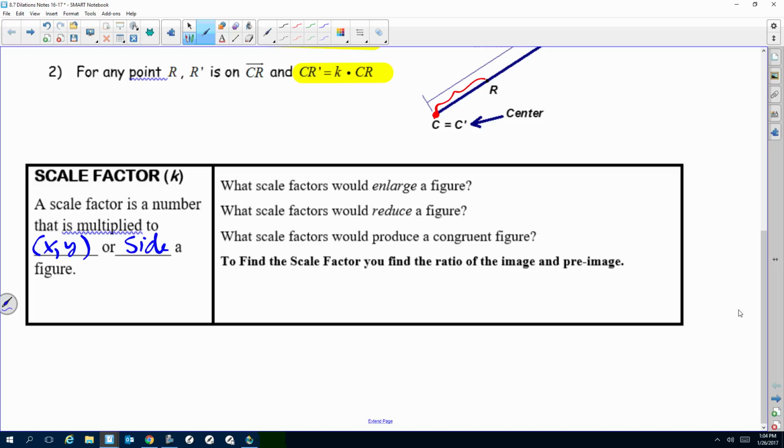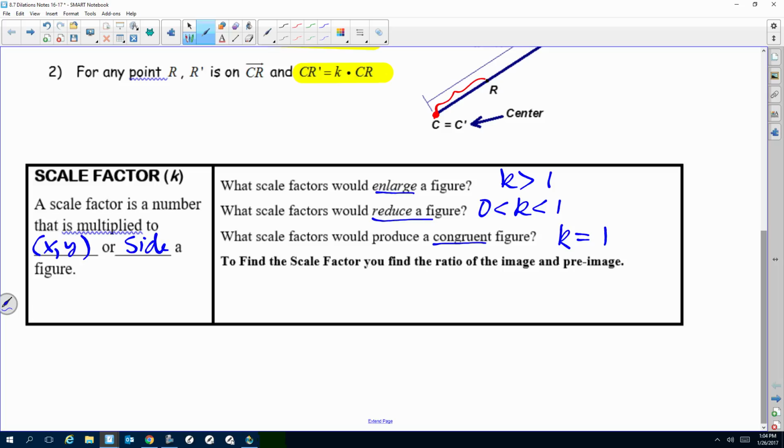Now, we did this yesterday. If it's an enlargement, to enlarge a figure, K has to be greater than 1. If we're going to reduce a figure, then K has to be less than 1 but greater than 0. So it has to be between 0 and 1, a fraction or a decimal. And if it's going to produce a congruent figure, then K equals 1.